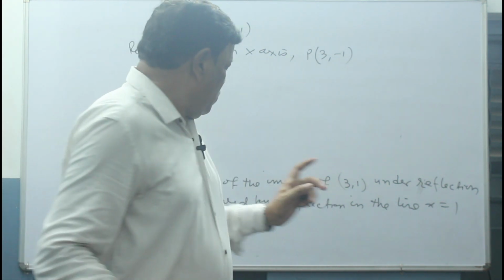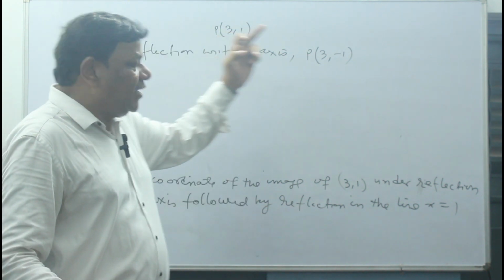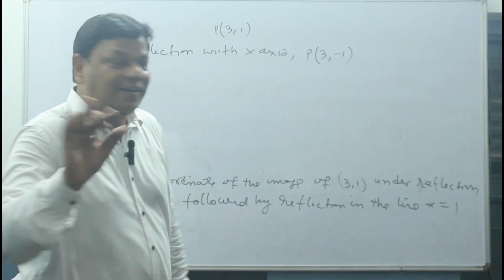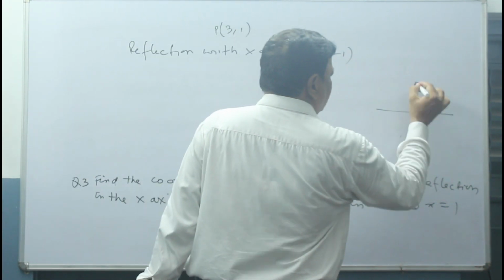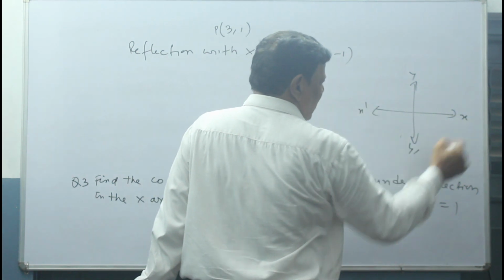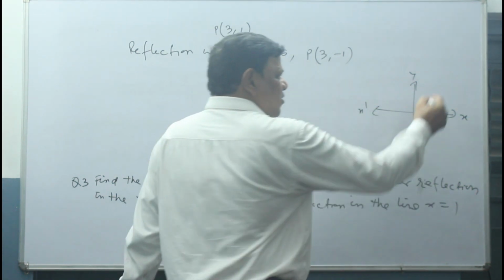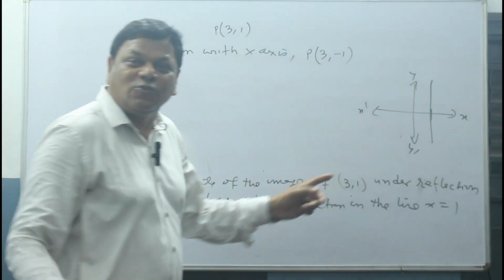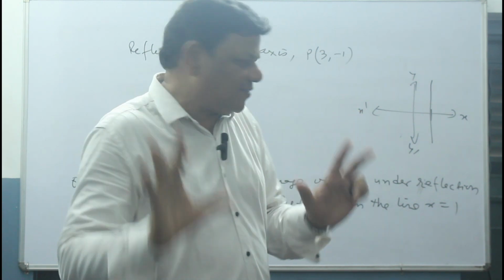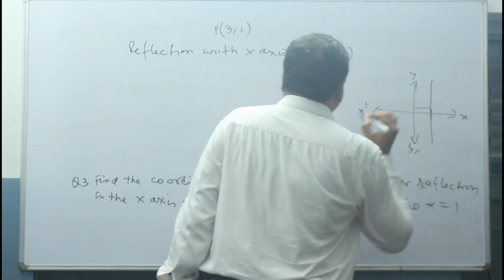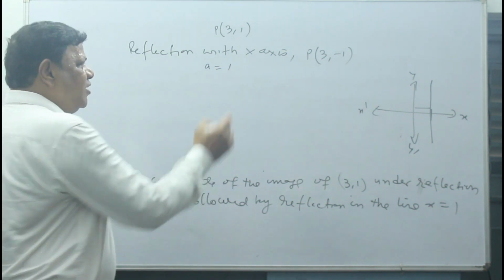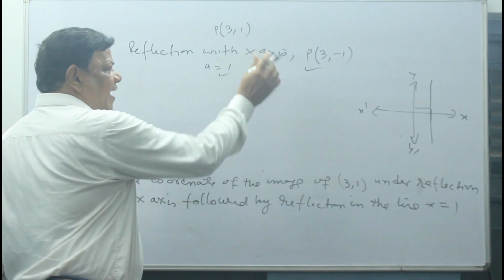Then what to do? Followed by means from here you have to think. Reflection in the line x equal to 1. What is the meaning of x equal to 1? See, this is x-axis, y-axis, y dash, x dash, let x equal to 1 be here. So I will draw a line. This is parallel to the y-axis. I explained x equal to something means parallel to the y-axis. And this is called a. So what is the value of a here? 1. And this is the point.